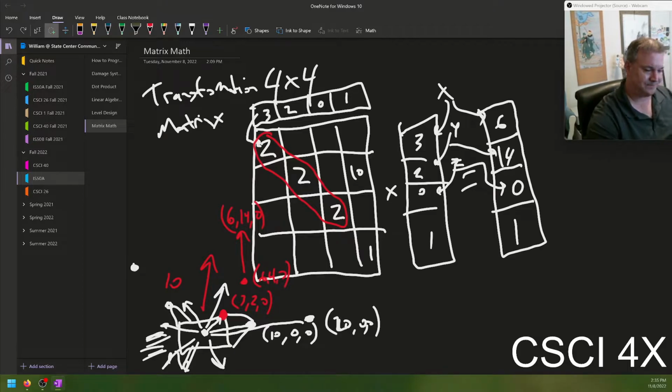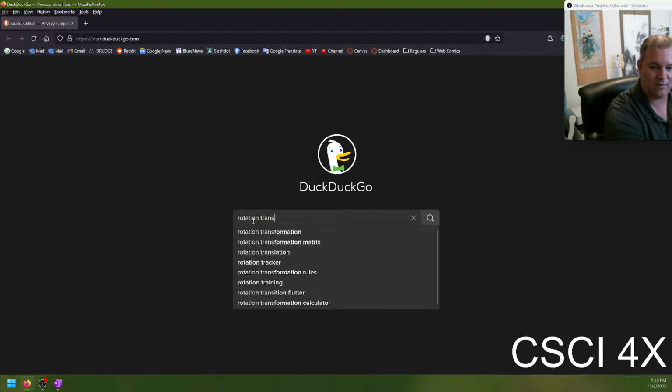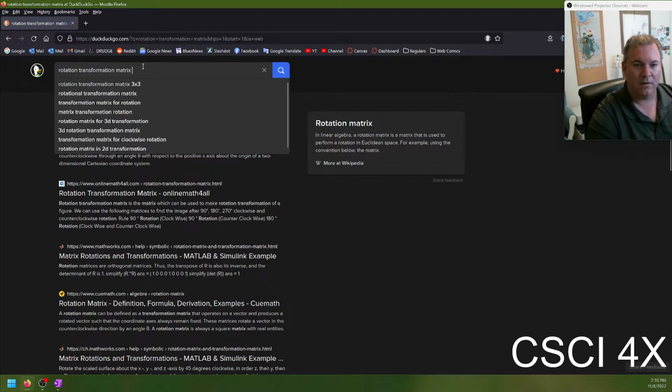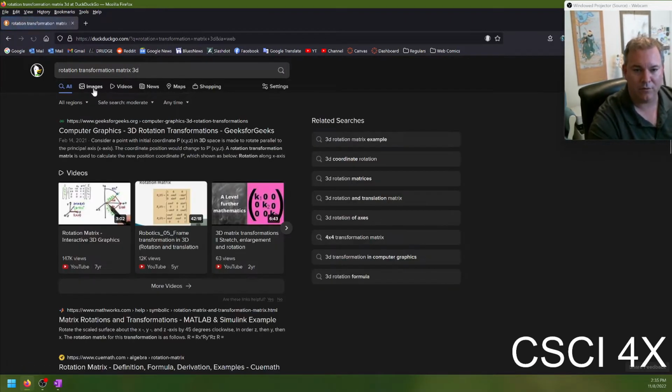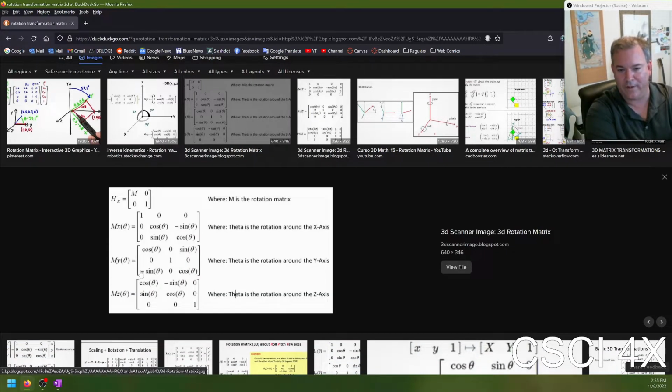And so, rotation transformation matrix, 3D version of it. And so you can rotate around 3 different axes.